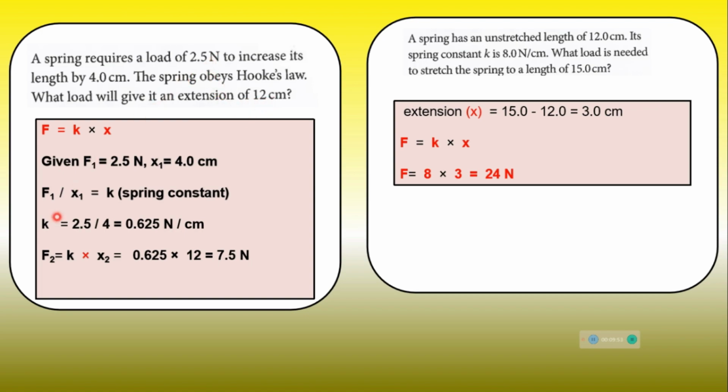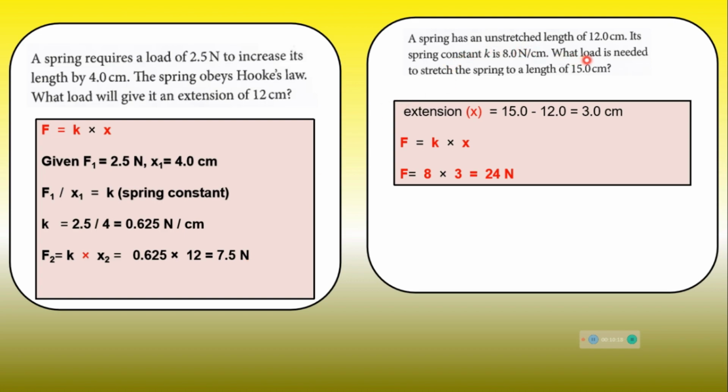So first we can calculate K, the spring constant. It is 0.625 Newton per centimeter. Now F2 is equal to Kx2. X2, the extension, is given. So multiply the extension with the force constant. F2 is 7.5 Newton. So the load that will give it an extension of 12 centimeter is 7.5 Newton.